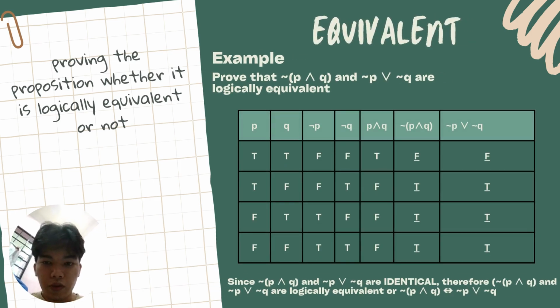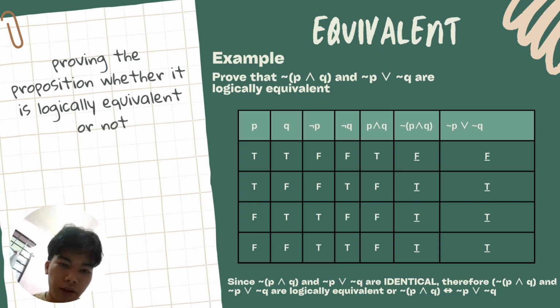So next, proving whether a proposition is logically equivalent or not. When the proposition is equivalent, for example, prove that not (P and Q) and (not P) or (not Q) are logically equivalent. When we observe the truth table, the columns for not (P and Q) and (not P) or (not Q) are identical.